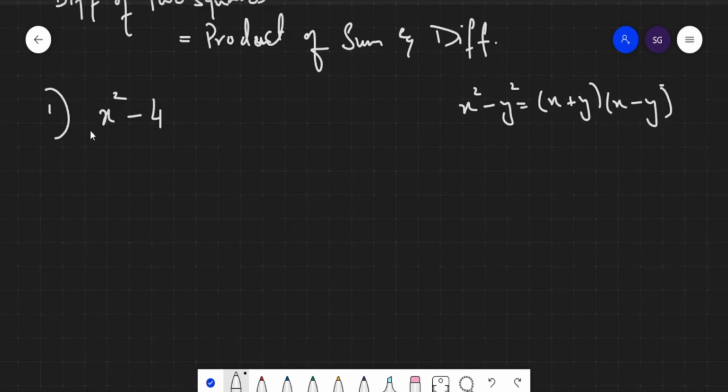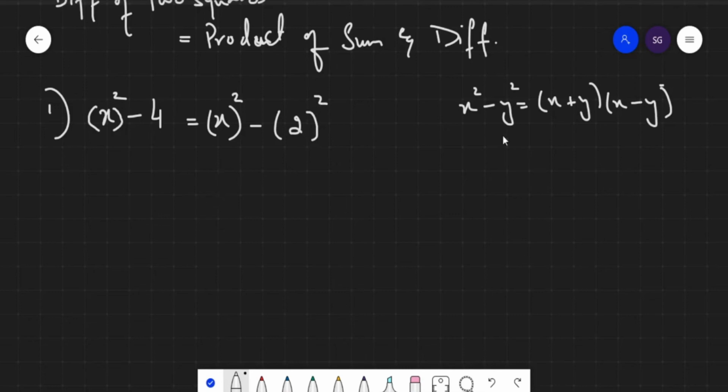Okay, so our job is to make the negative sign in the middle and the other two terms complete squares. Now x squared can be written as the square of x, that's quite easy to show. And now 4, can we express 4 as the square of some number? Yes, we can. We can express 4 as the square of 2.